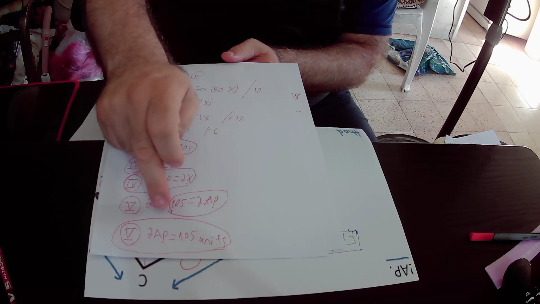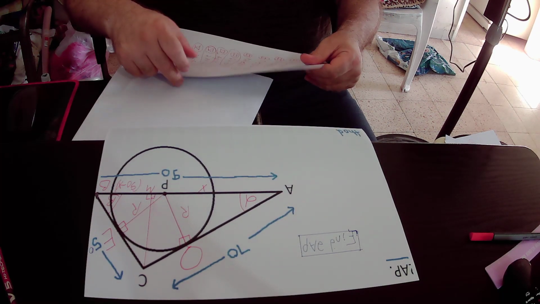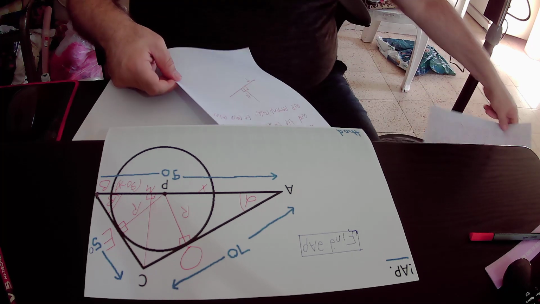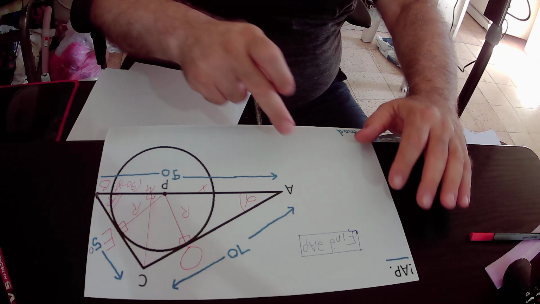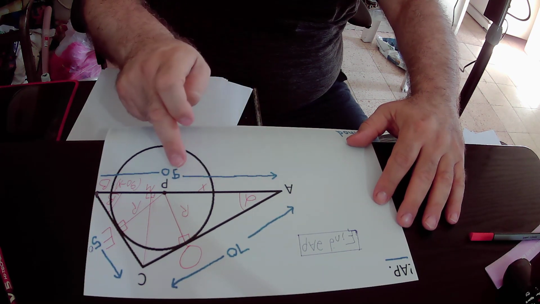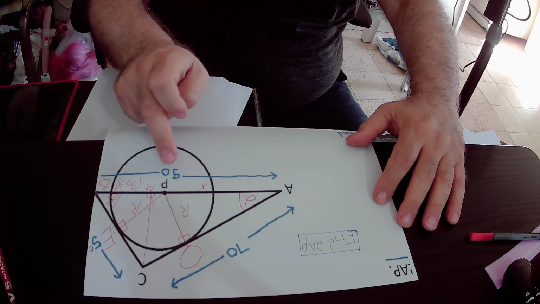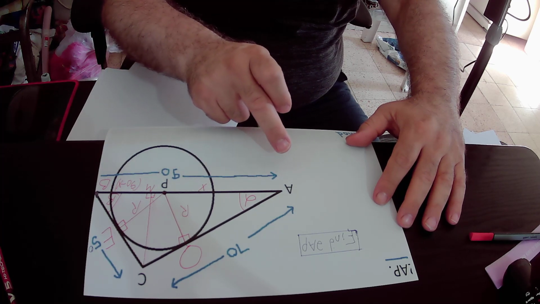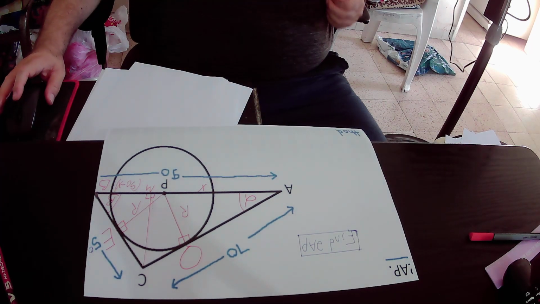Okay, 2 times AP equals 105 units. And this is actually our final answer to the question, that the value of 2 times AP is 105 units. Okay, thank you very much.